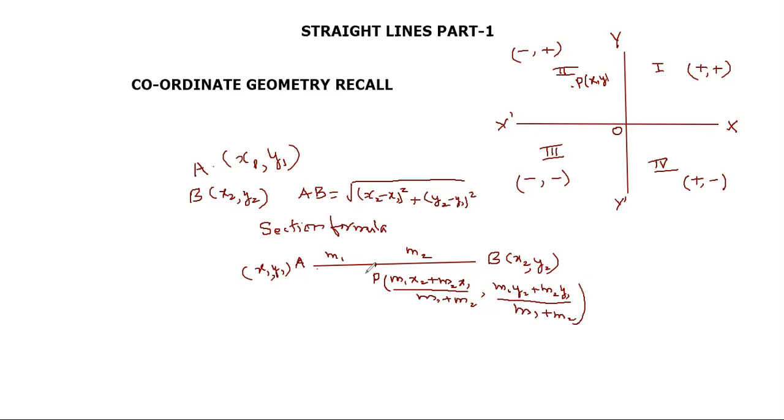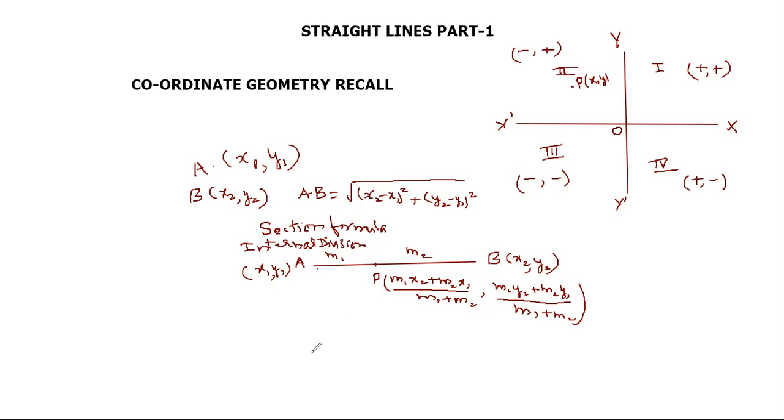These are the coordinates of the point which divides the line internally. This is called internal division, meaning the point lies inside the line between the 2 points. So it is called internal division.